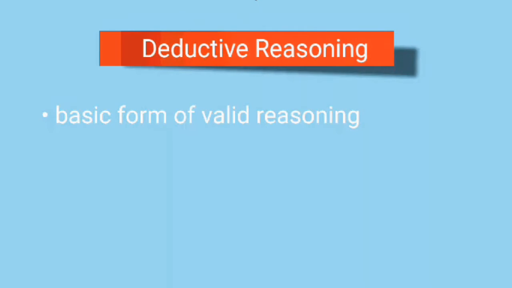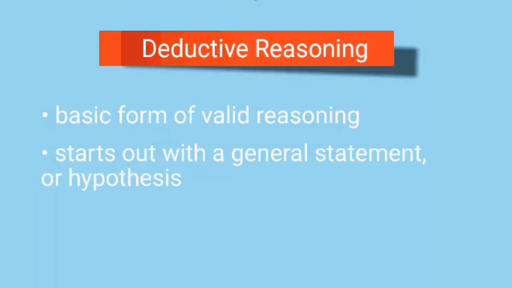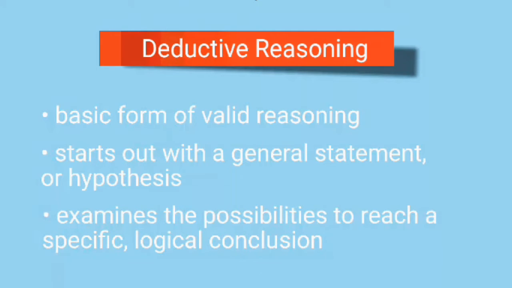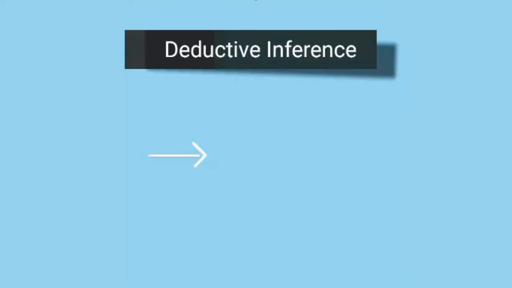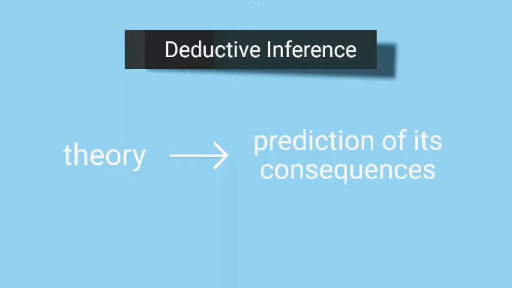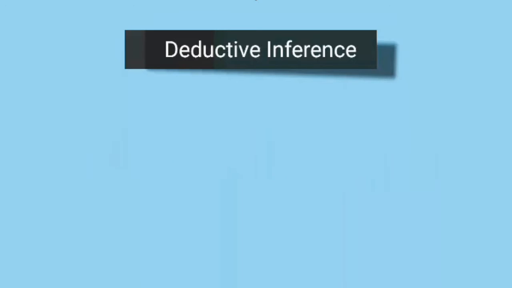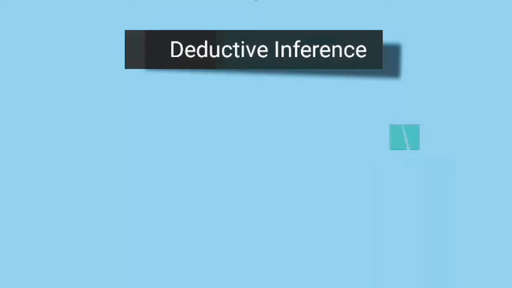Deductive reasoning is a basic form of valid reasoning. Deductive reasoning, or deduction, starts out with a general statement or hypothesis and examines the possibilities to reach a specific and logical conclusion. The scientific method uses deduction to test hypotheses and theories. In deductive inference, we hold a theory and based on it, we make a prediction of its consequences. That is, we predict what the observation should be if the theory were correct. We go from the general, the theory, to the specific, the observations.